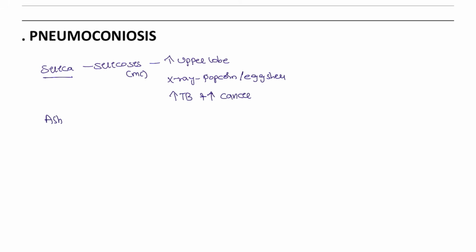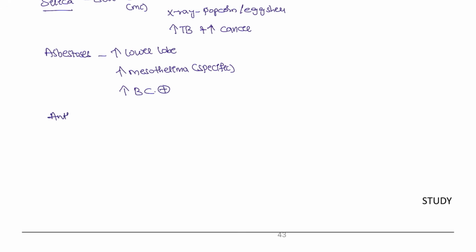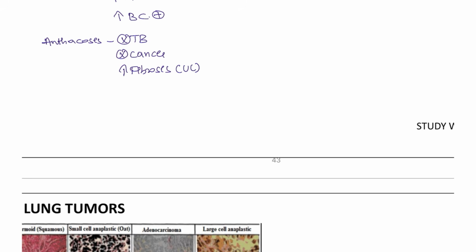And the next one is asbestosis. Asbestosis is due to asbestos dust, and it is highly associated with lower lobe pathologies. It carries a risk of mesothelioma specifically, but commonly it involves the risk of bronchogenic cancer, bronchogenic adenocarcinoma. Anthracosis is due to coal dust. It does not carry a risk of TB or cancer; it only causes fibrosis over time and involves the upper lobe, okay.